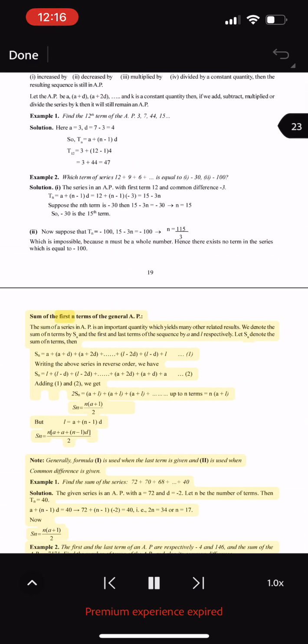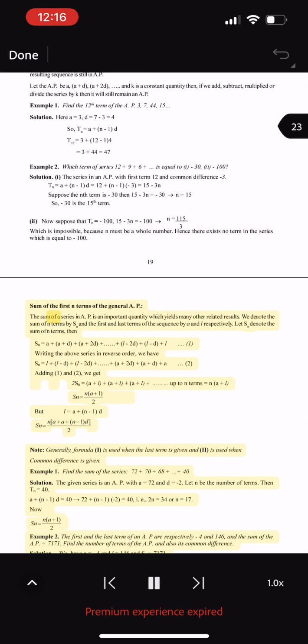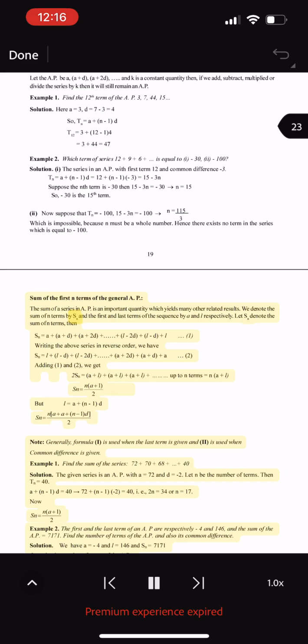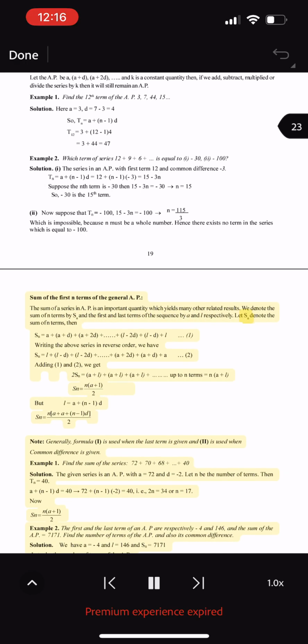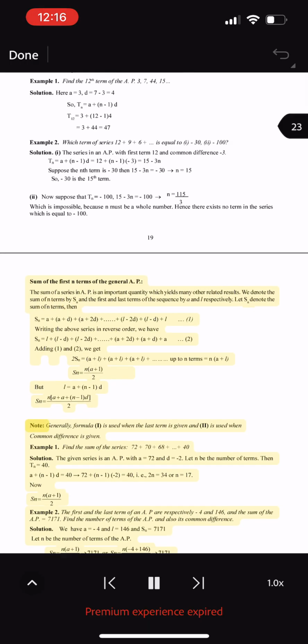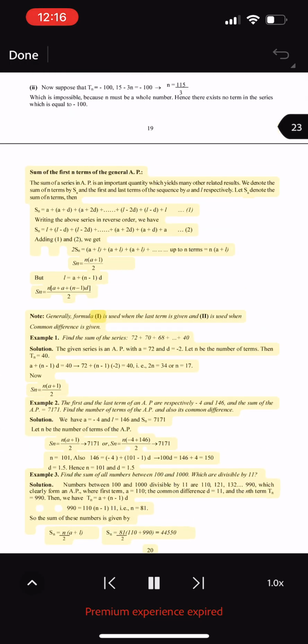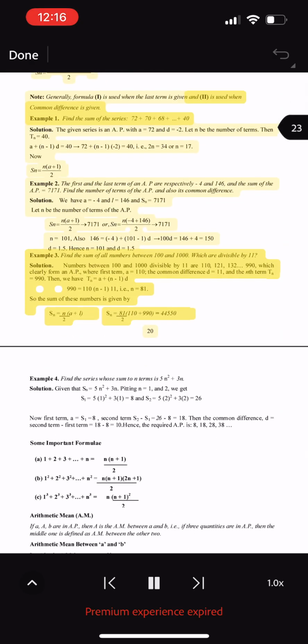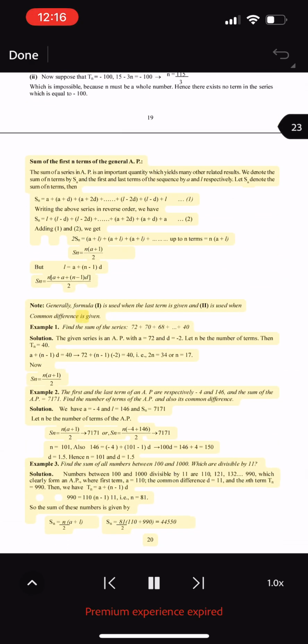Sum of the first n terms of the general AP. The sum of a series in AP is an important quantity which yields many other related results. We denote the sum of n terms by Sn and the first and last terms of the sequence by a and l respectively. Let Sn denote the sum of n terms. Note: generally, formula (1) is used when the last term is given and formula (2) is used when the common difference is given.